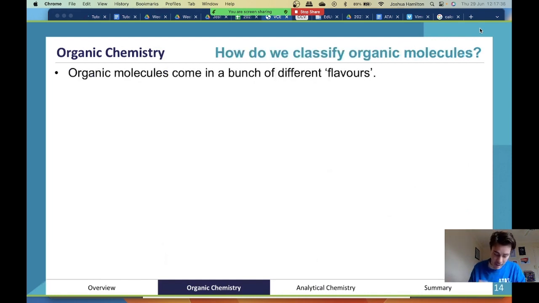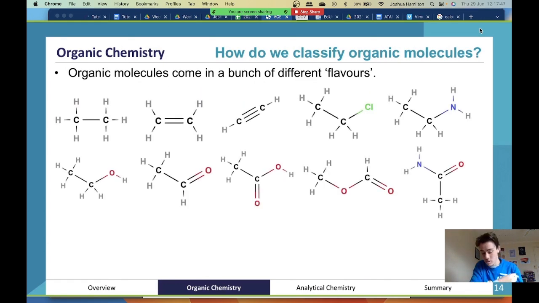So how do we classify organic molecules? Well, we can sort of think of it like flavors. Think of it like going and buying an ice cream. What are the different flavors that we have? So you've got all these different flavors here. How does this work? Well, we've got all of these different organic molecules, and they all fall under different categories.